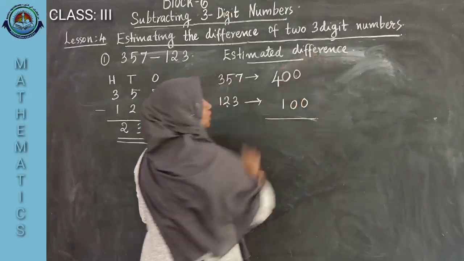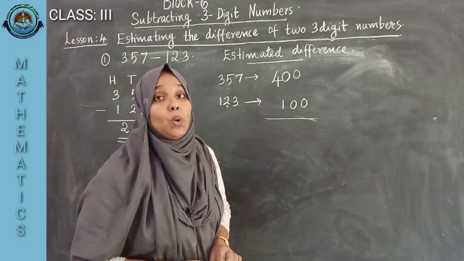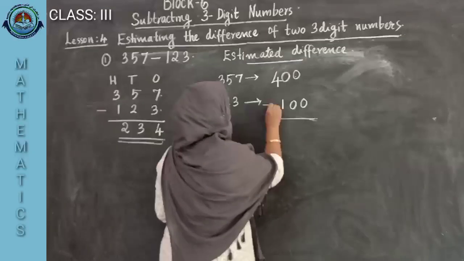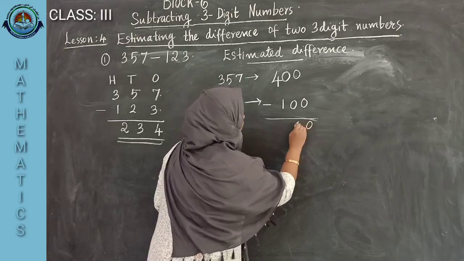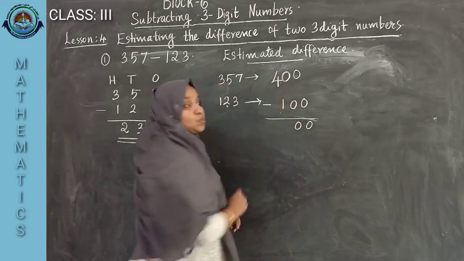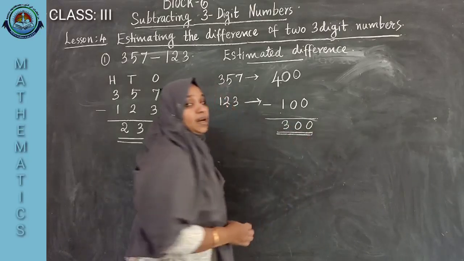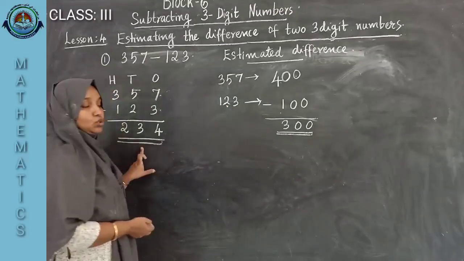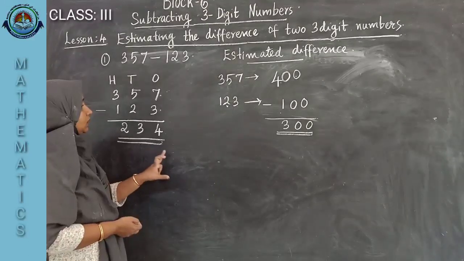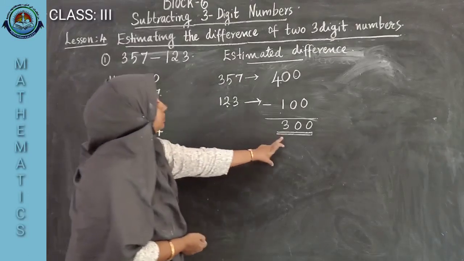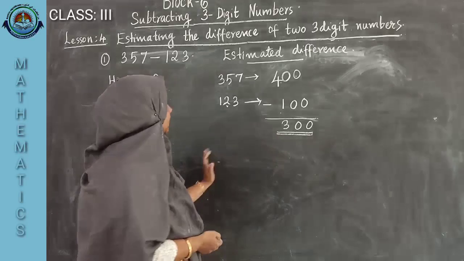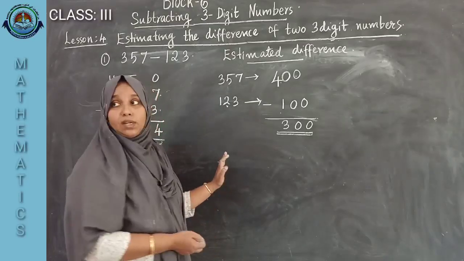Then we have to find out the difference. So we subtract: minus. See children, here 0, 0. 4 minus 1 is 3. So we get 300. Now check the actual difference. This is 234 and this is 300. It's somewhat closer, right?